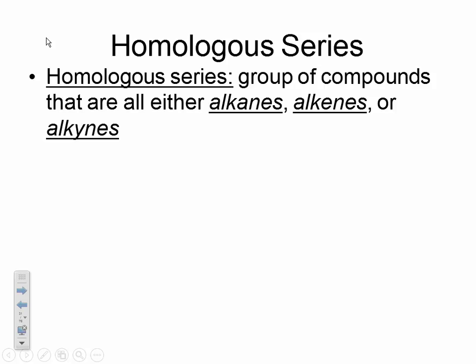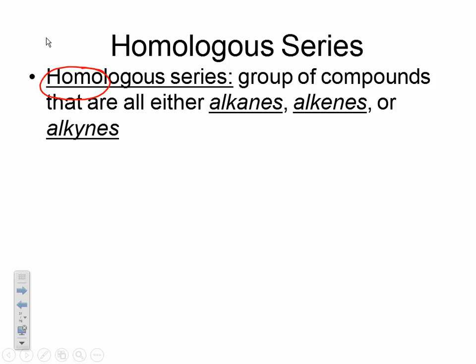Homologous series, by definition, are a group of compounds that are all either alkanes, alkenes, or alkynes. Now, think about this word homologous. It has this prefix, homo, that we've seen before. You should remember that homo means the same. Hetero means different, homo means the same. So a homologous series is simply multiple compounds that have something in common.